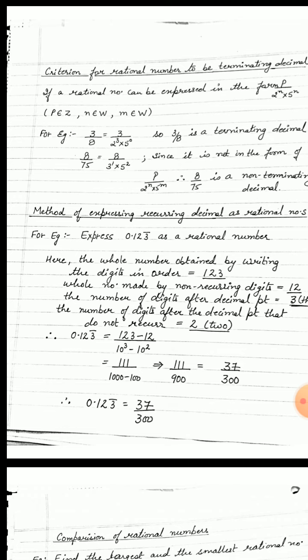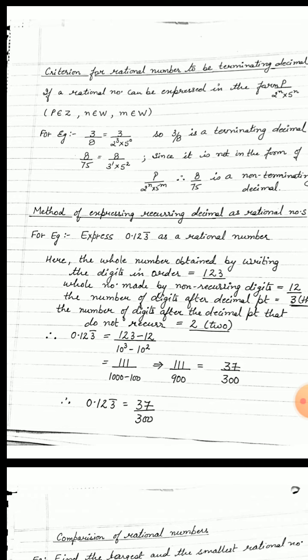In the other example, 8 upon 75, we have 8 upon 3 raised to the power 1 times 5 raised to the power 2. Over here, we do not have only 2 and 5 as the factors in the denominator, so 8 upon 75 is a non-terminating decimal.